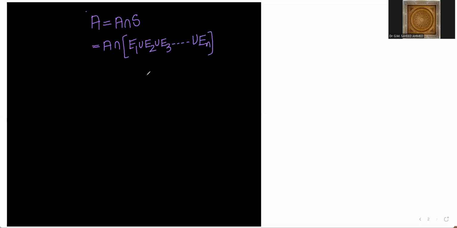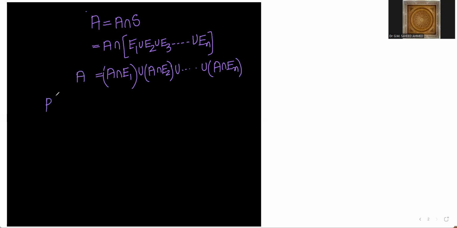Got it? Now this is equal to, we multiply with A. What happens? A intersection E1 union A intersection E2 union, and so on, union A intersection En. Correct? Okay. Now this is the value of it.